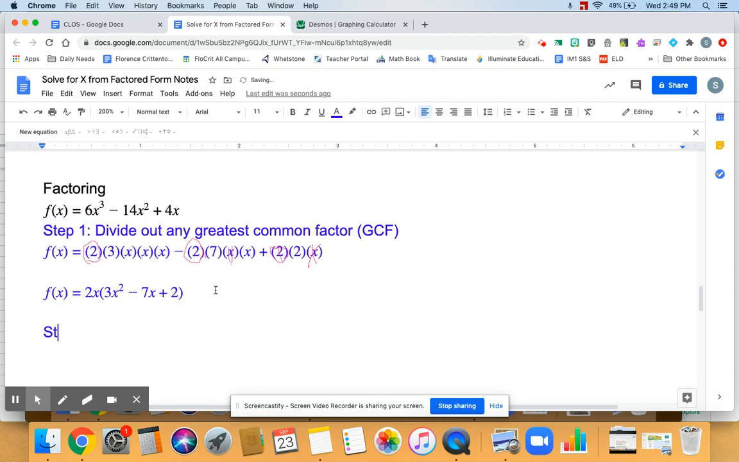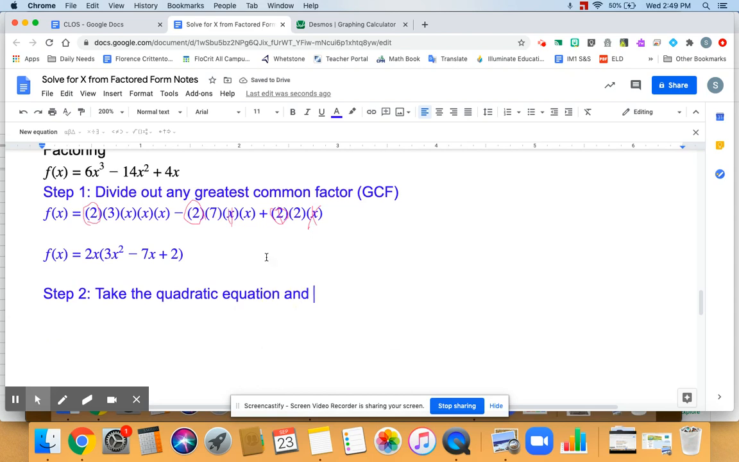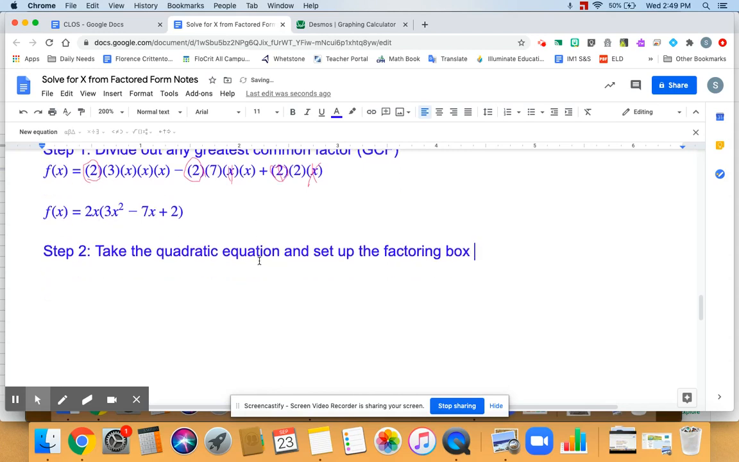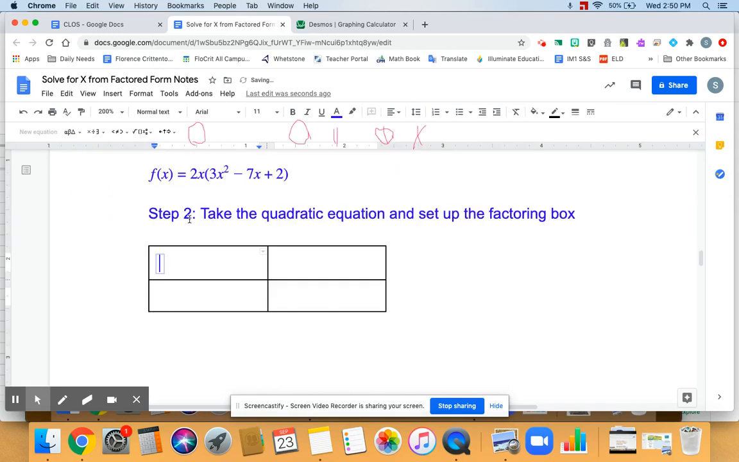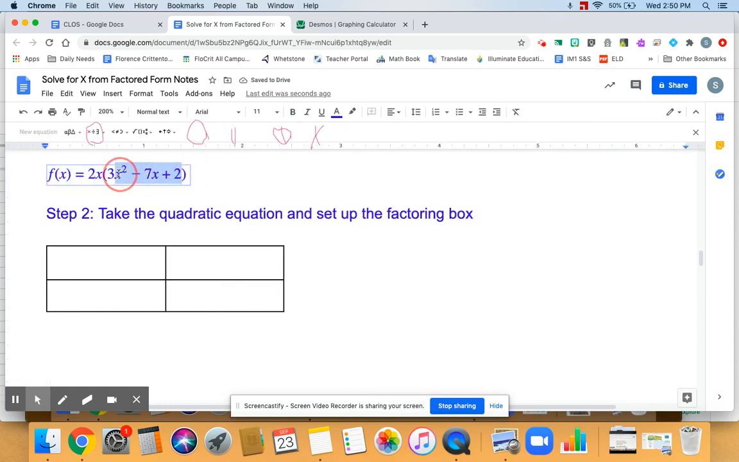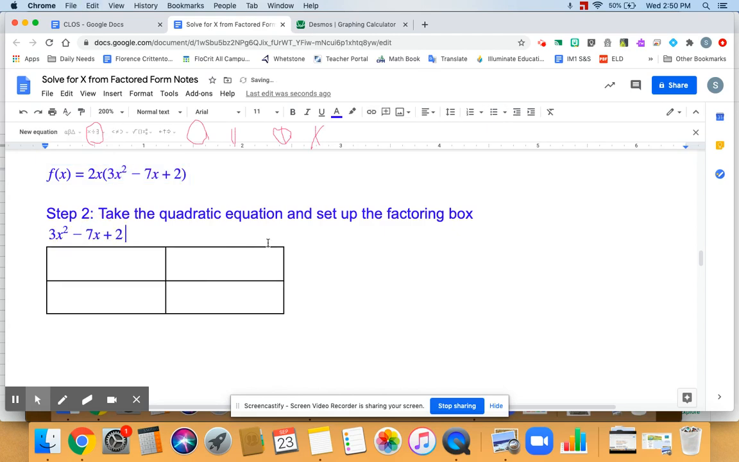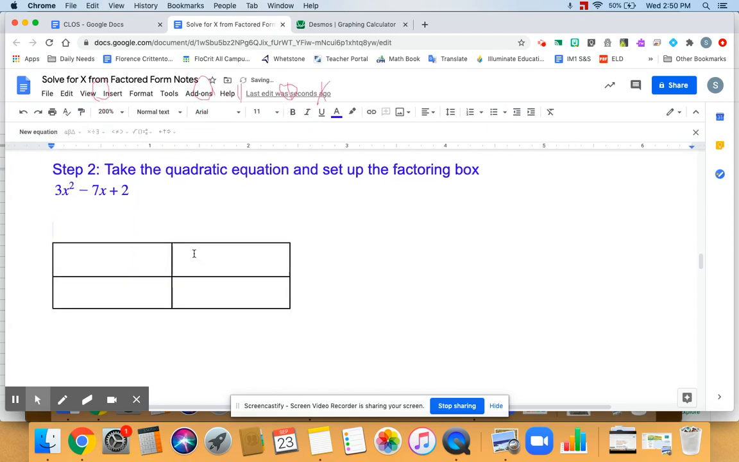So now, step 2 is to take the quadratic equation and set up the factoring box. So this is how setup goes. There's this box, and inside the box, when you take this quadratic equation, this part only, not the 2x. The 2x isn't a part of the quadratic. So I'm going to take the quadratic part only.